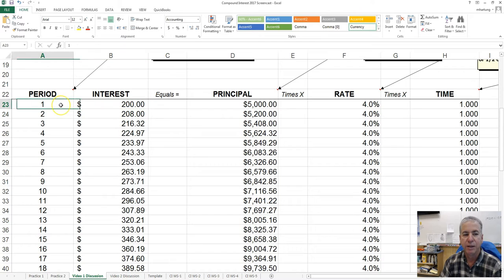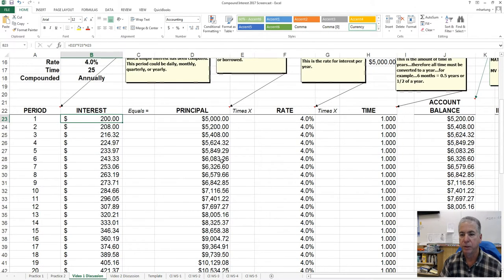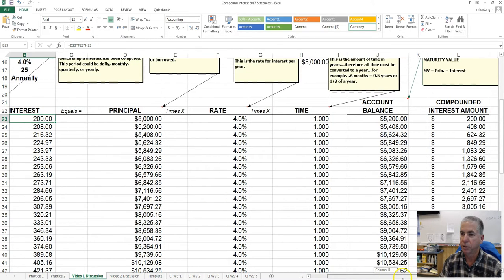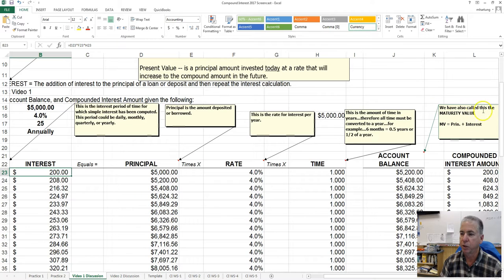So what happens that's different, and why it is called compounding, is because we take the $5,000 in this example and multiply it times the rate times the time, and then we calculate $200 interest. And then we have an account balance or a maturity value that we learned during simple interest calculations. In fact, I believe I have that little definition up here. Let's take a look. There it is. We have also called this the maturity value, so the account balance.